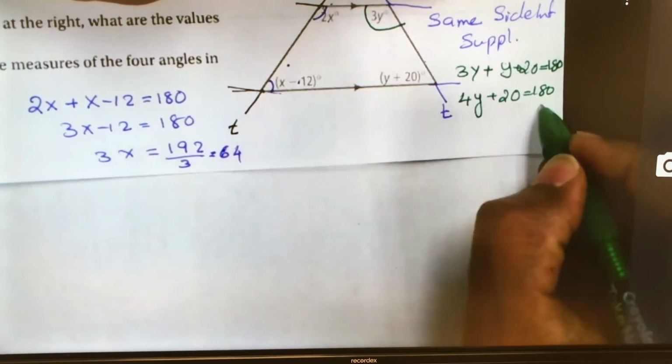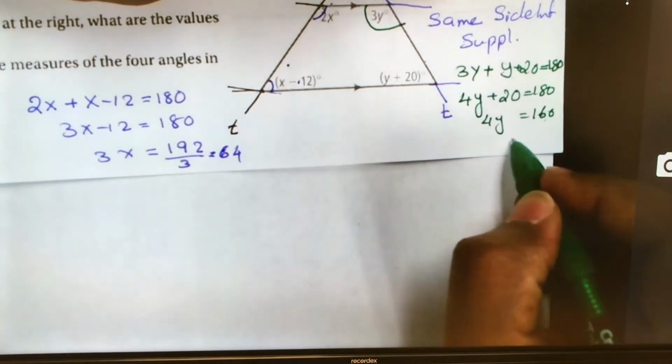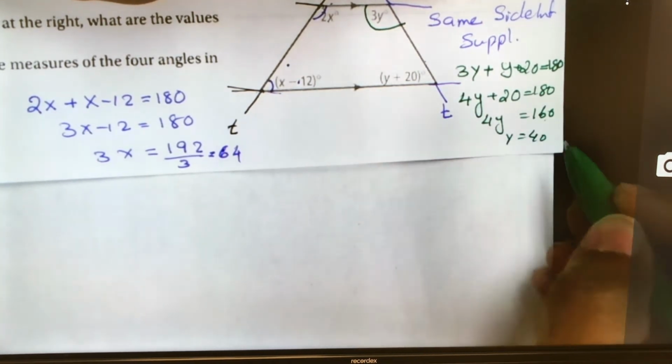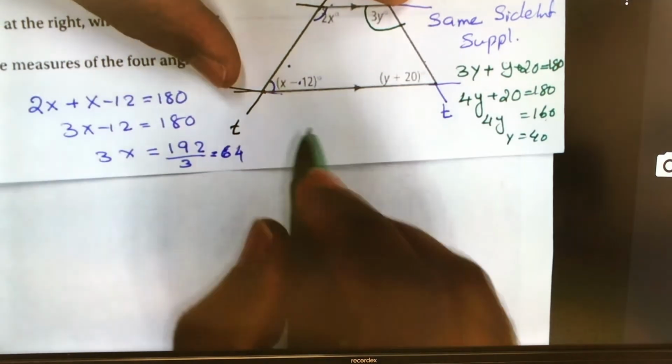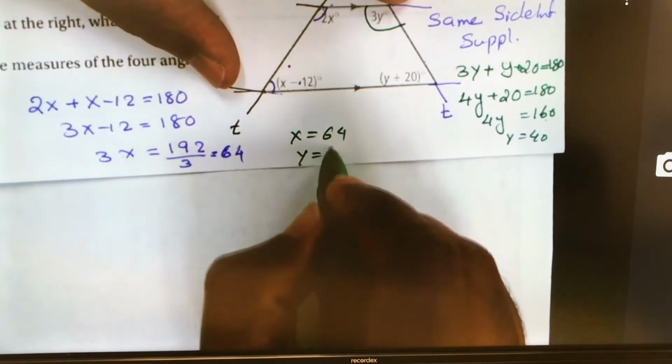So subtract 20 from both sides, you get 160. Divide by 4, you get y is equal to 40. So you got the value for each variable. We have x is equal to 64 and y is equal to 40.